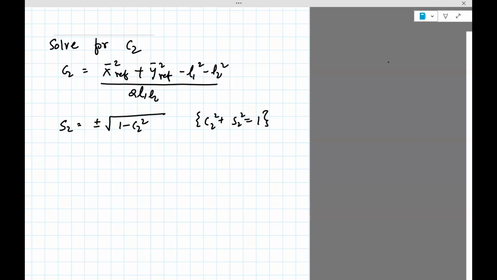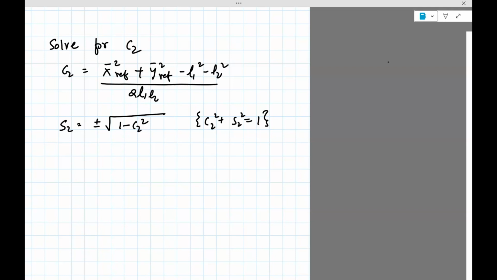Now, here's the thing. It turns out that there are two solutions to S2, a plus and a minus. So you will see that for the manipulator, you will get two solutions. In general, for the forward kinematics, the good thing is that when you specify the angles, there's only one solution. You give the angles, I'll give you the end effector position. The forward problem is uniquely determined, but the inverse problem is not.